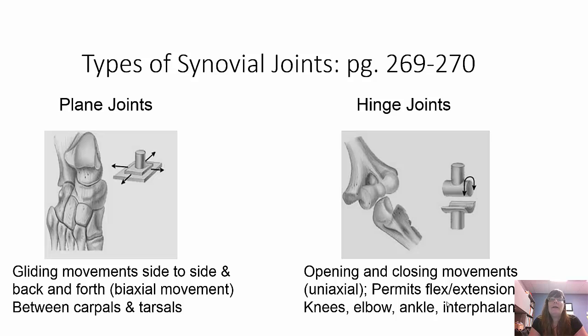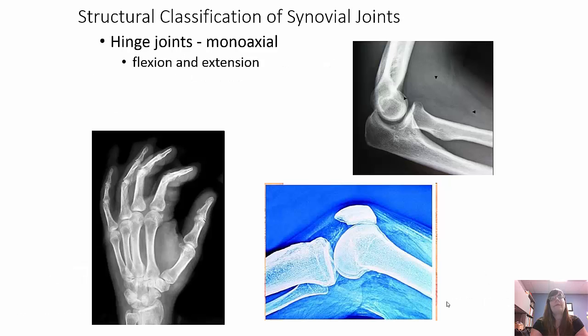Hinge joints, opening and closing movements. So this permits flexion and extension. Your knees, your elbow, your ankles, and your interphalanges are hinge joints. Again, flexion and extension. Here's some x-rays.